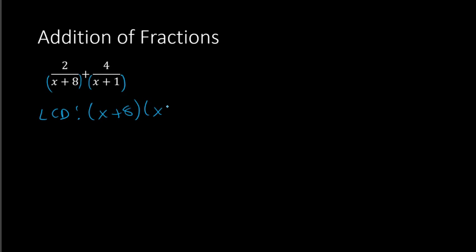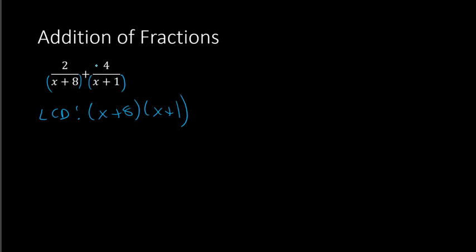So here let's try an example or two with addition. And here we have 2 over x plus 8 plus 4 over x plus 1. So what we do is we first must find the least common denominator. So notice we have x plus 8s and we have x plus 1s. So your least common denominator would be x plus 8 times x plus 1.